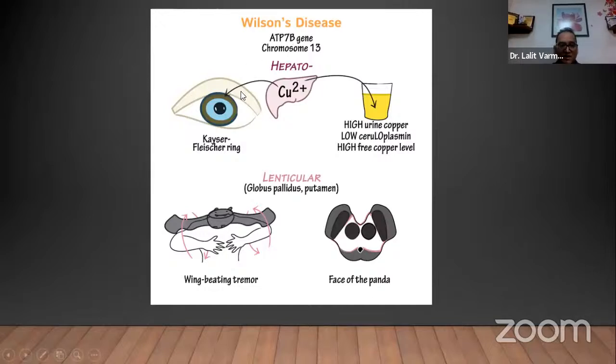So you have all this. You have a KF ring. There is high urine copper with a low ceruloplasmin and very high free copper. Then we call it wing beating tremors, because they have these tremors, which is basically to do with the globus pallidus and putamen, and actually it's like a face of panda when you see it in the MRI. So this is how we describe Wilson's per se.